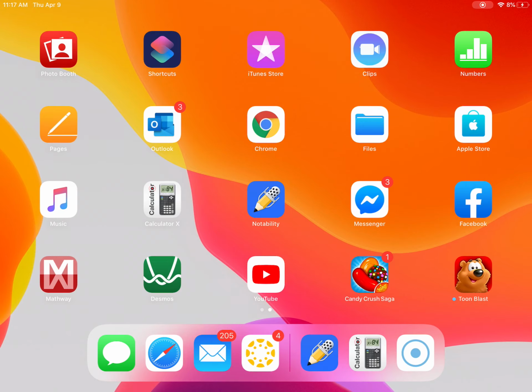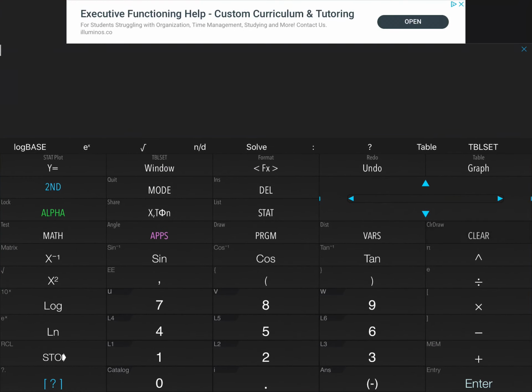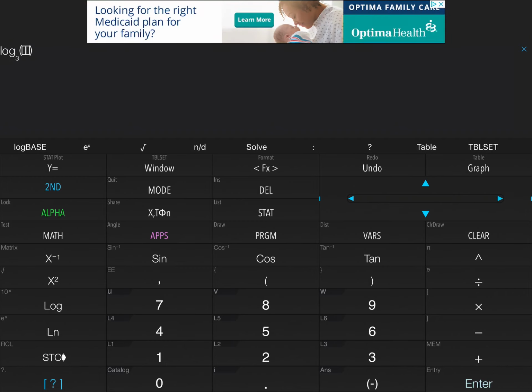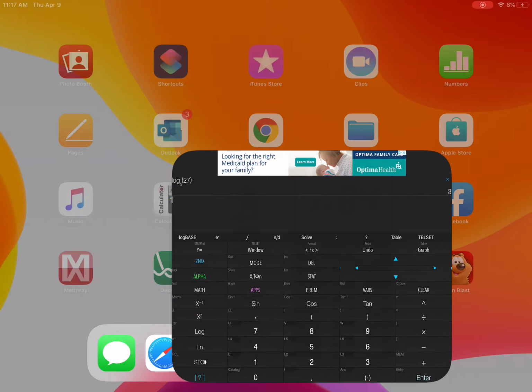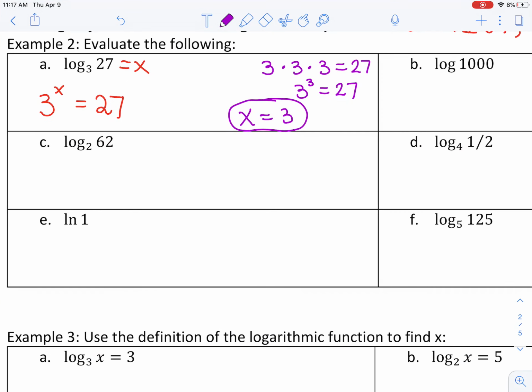But I can also type it. Take a look. I go to my calculator, go to math, go to log base, and type in 3 in the base. And what number in the argument? 27. And if I hit enter, I will get 3. So if you have a calculator, I don't mind, you can use it. All right, so let's look at another one.